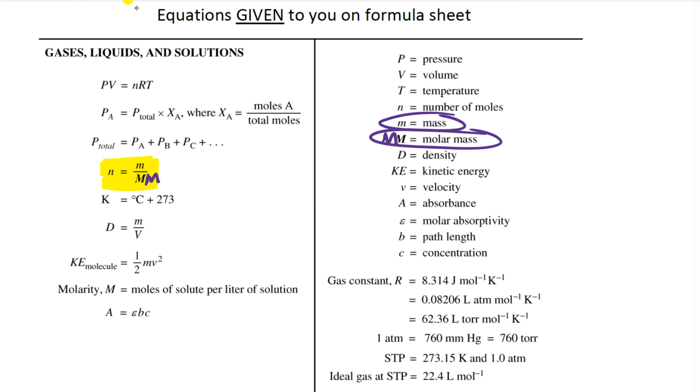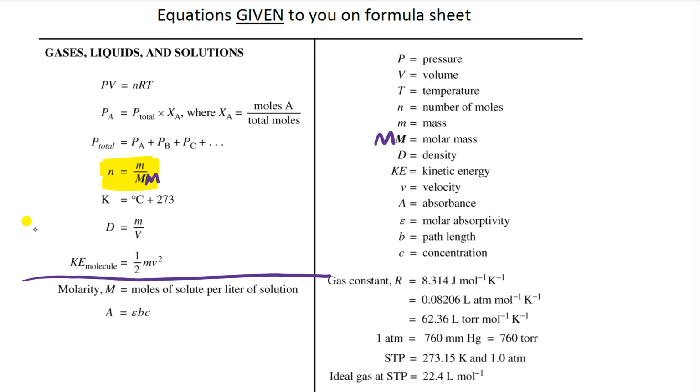That will become helpful, especially when we start to talk about something called molarity a little bit later. And then here we have Kelvin is equal to degrees Celsius plus 273, and then density is equal to mass divided by volume. And we have also seen kinetic energy is equal to 1/2 the mass times velocity squared. Now, just in case you forget what any of these symbols represent, on the right-hand side is what each one of those means. Don't worry about this section where it starts talking about molarity. That is for our next unit on solutions.